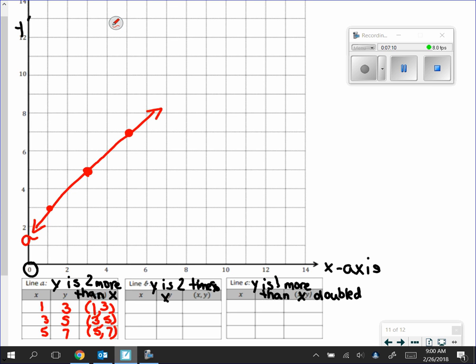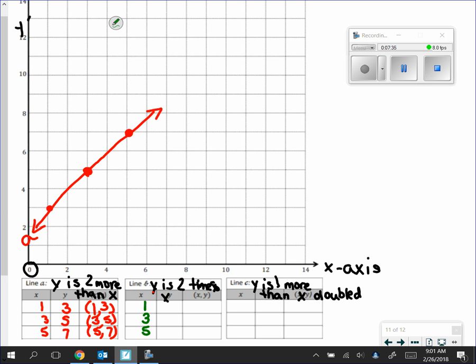Line B. Y is 2 times X. So is this 2 more? Or it's like a double, 2 times. So I'm going to give this one a different color so my line stands out better. So if I do, maybe I'll do 1, 3, 5 again. Just going to keep it simple.